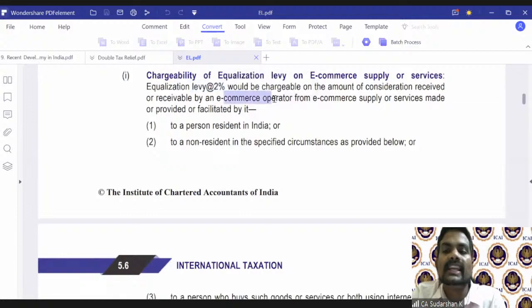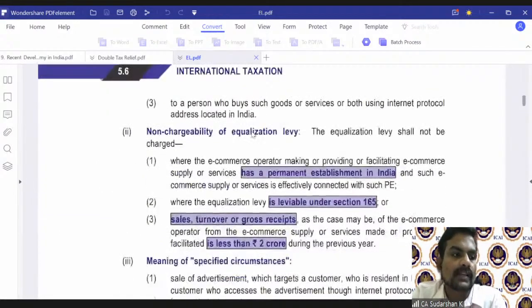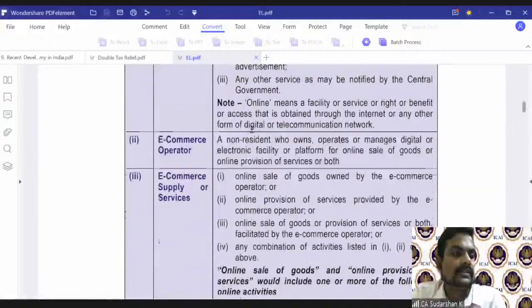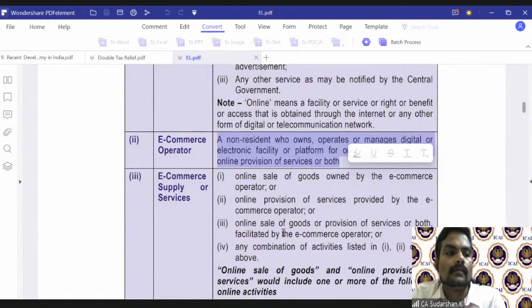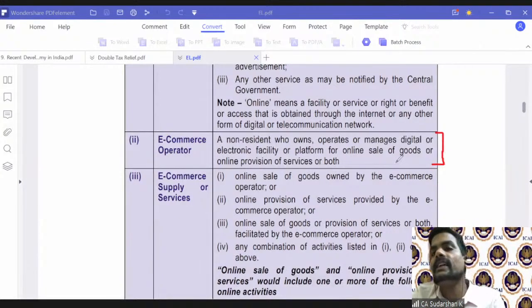Now first, let's look at who an e-commerce operator is. An e-commerce operator is defined under section 164 CB, a non-resident who owns, operates, or manages digital or electronic facility or platform for online sale of goods or online provision of services or both. So you can see they're targeting only non-resident e-commerce operators who own, operate or manage digital or electronic facility or a platform for online sale of goods or online provision of services. It can be not only goods, it can also be for provision of services or both.